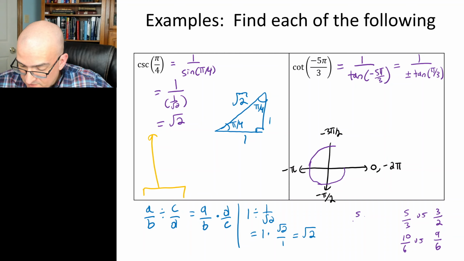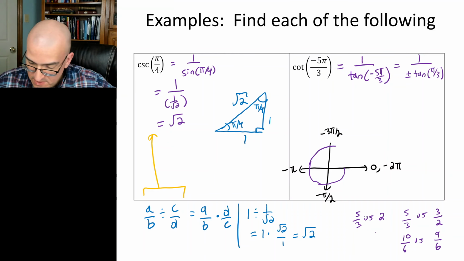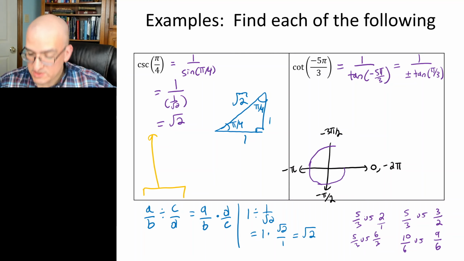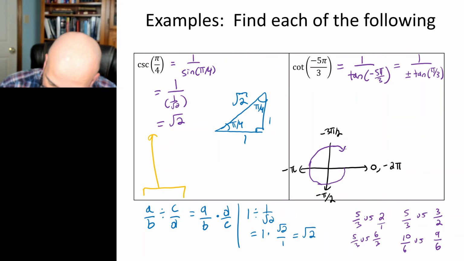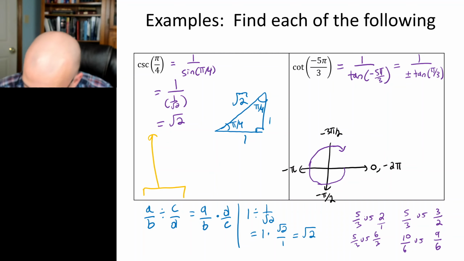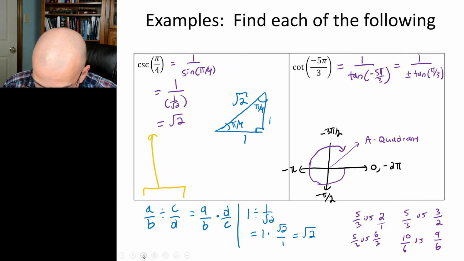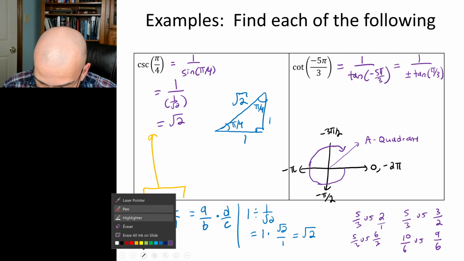Now we compare it to 2, 5 over 3 versus 2. Let's make common denominators. 5 over 3 versus multiply top and bottom of 2 over 1 by 3. We get 6 over 3. It's not larger. 5 over 3 is smaller than 6 over 3. So we are inside the fourth quadrant. And inside the fourth quadrant, the tan function is positive.